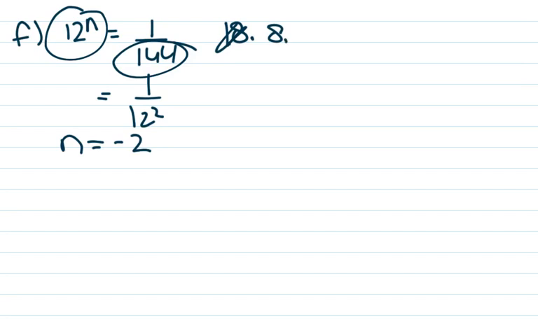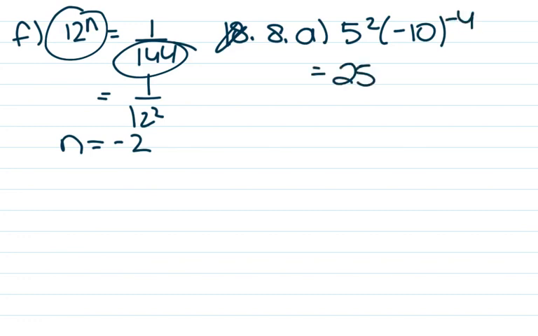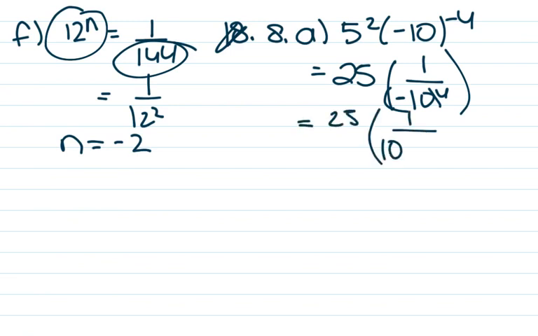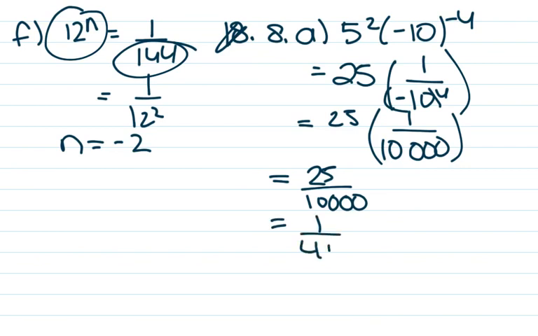So number 8a says 5 squared times -10 to the power of -4 equals 25 times 1 over 10 to the power of 4, -10 to the power of 4 equals 25 times 1 over 10,000. That's what -10 to the power of 4 equals. Leaves me with 25 over 10,000. Reduce that to be 1 over 400.